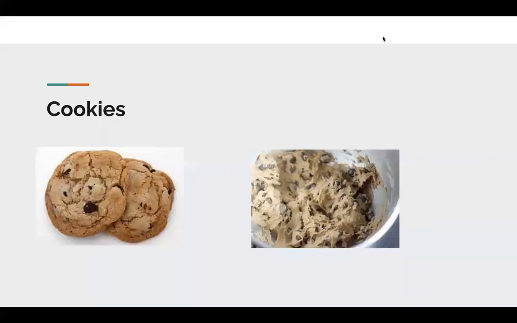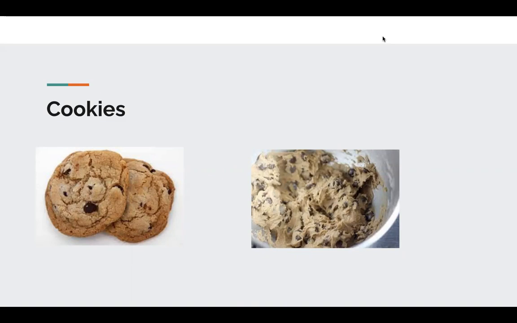When a cookie dough is baked, the heat from the oven melts the fat in the dough, causing the crispy texture. The heat causes the cookies to spread out and flatten.